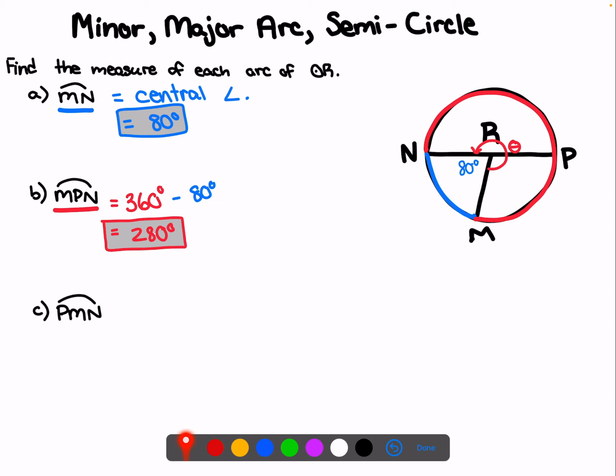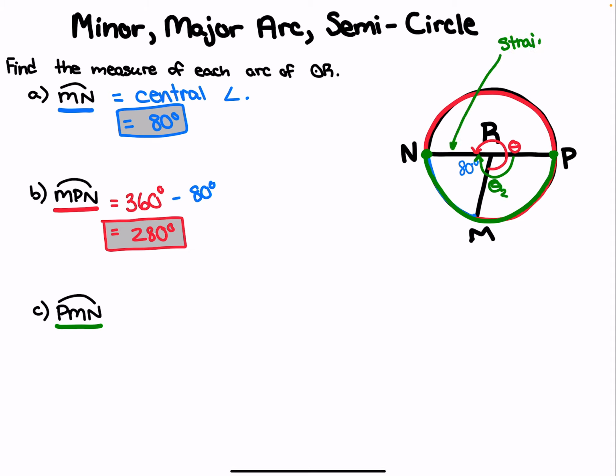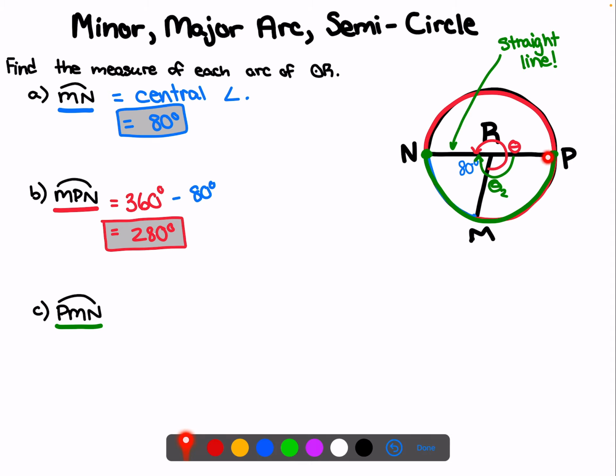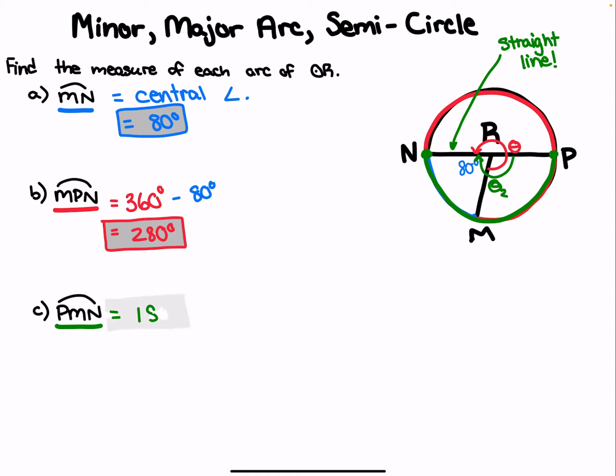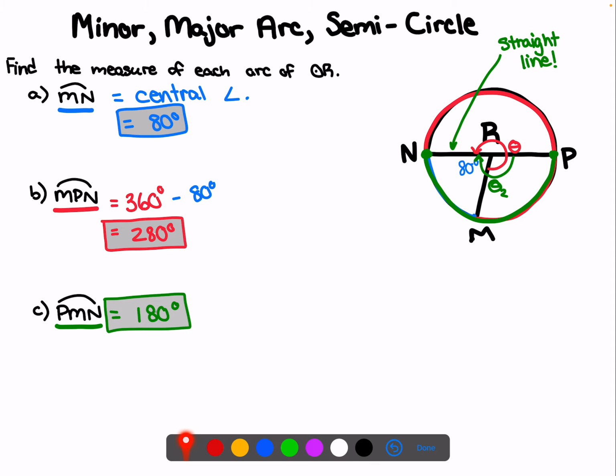Then lastly, we have arc PMN. Again, 3 letters, meaning that it's probably going to be a major arc. Let's go ahead and check it. Start at point P, travel through M, and then end at point N. So P to M to N. So just this arc here. Now if I look at this arc and I draw it up, I can tell that it is creating a straight line. And I can see that with line NP. And I know that in a straight line, there's always going to be 180 degrees. So that'll be the measurement of arc PMN, 180 degrees.